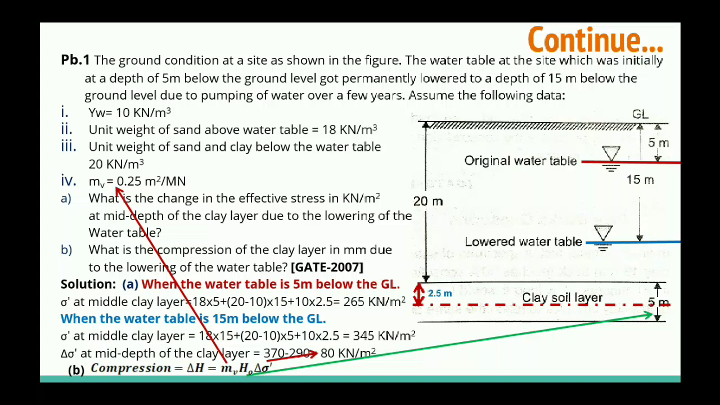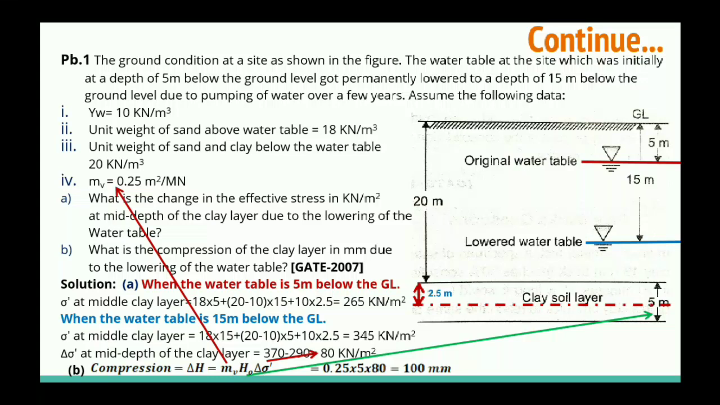Because for the calculation to find the settlement of a clay layer, we have to calculate the change in the effective stress at the middle of the clay layer. Are you getting my point? And why we take the middle? We have already discussed in the previous lecture. So this thing you have to remember. So by putting all these values in this equation, we can get the settlement, and that we get 100 mm. So are you getting my point?